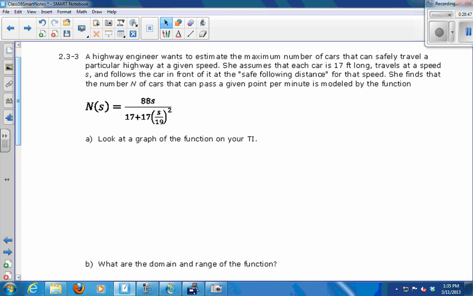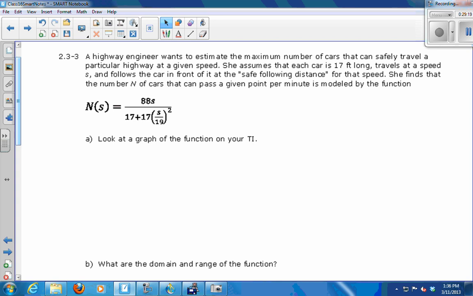May or may not be a useful assumption. She's going to assume that people do that. Okay. So she comes up with this formula that finds the number of cars that can pass a given point per minute, given by this function. She found this formula by standing on the side of the road and counting how many cars passed her. Right? And she figured out that this is the formula for the number of cars that will pass her in a minute, where s is the variable at differing speeds.